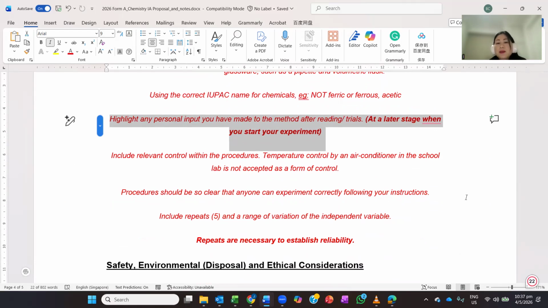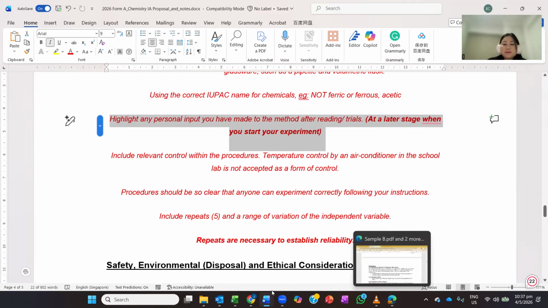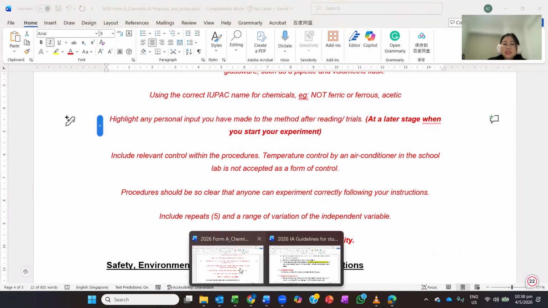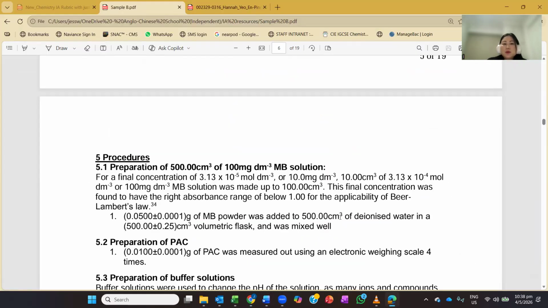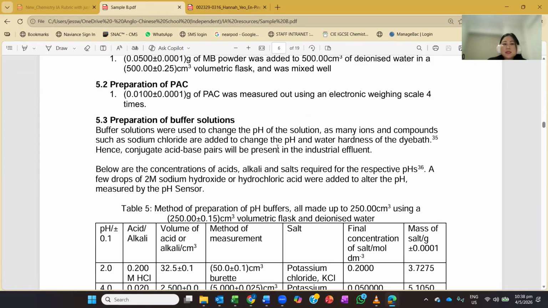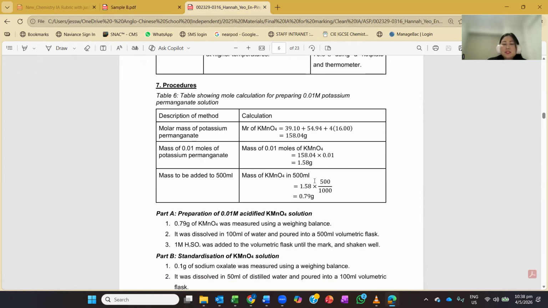Okay, procedures must be very clear so that anyone who takes this set can repeat it in the lab. There must be 5 repeats ideally, okay, and a range of independent variable. So whether it's 5 or 3, it depends on the difficulty of the experiment. How many repeats? Okay, so I show you an example, then you can understand better. So look at this. All right, so the person is writing a procedure, right?